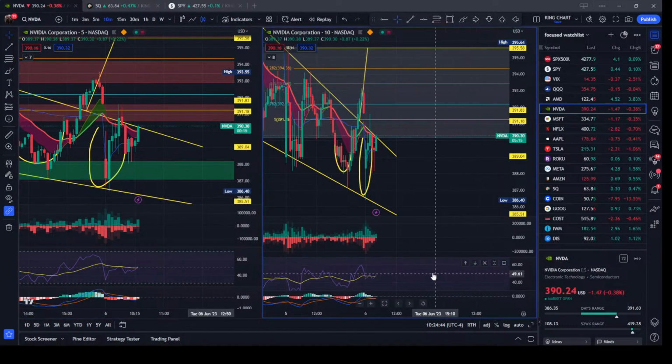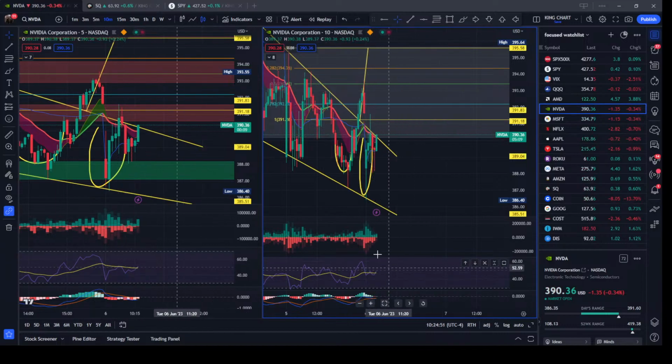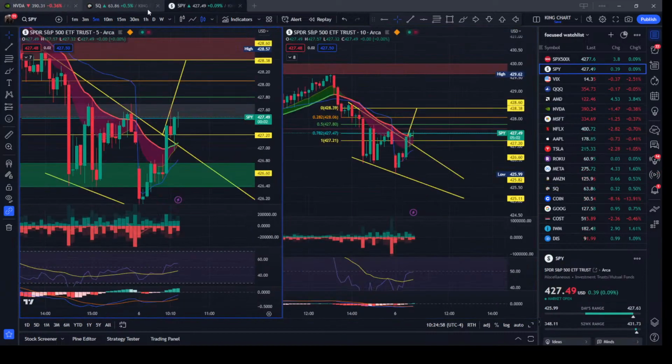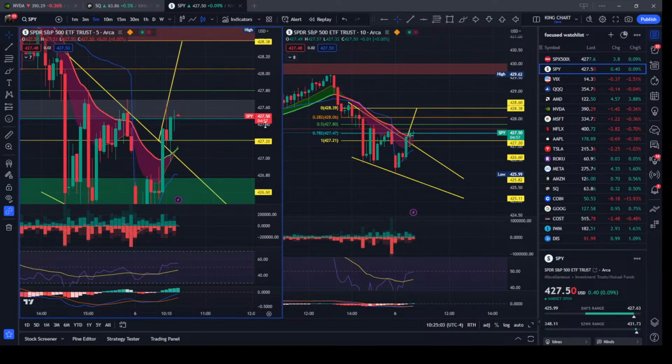NVIDIA is ready to flip on all fronts. It's about to cross over the 15 on the 5 and cross over the 50 on the 15. On the 10, sorry, I didn't look. This was the 10-minute. Yep, one more leg up here. Let's go.